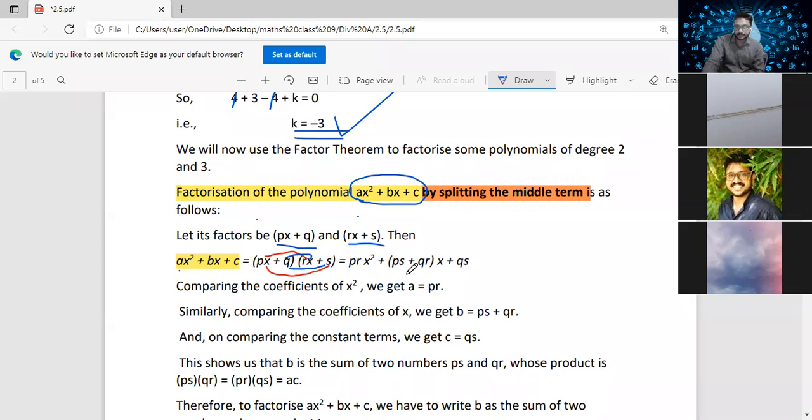So we get pr x squared plus, I will show you what we mean by px into s, we get psx plus qrx equals, we can take x common, right? Am I clear to you? We are taking x common from it and we are writing ps plus qr.